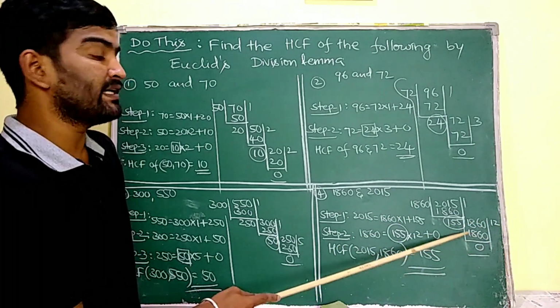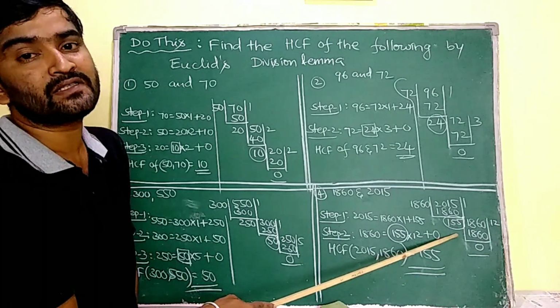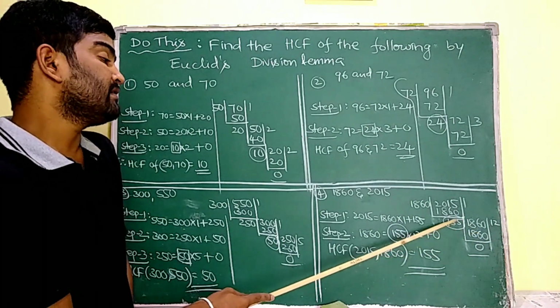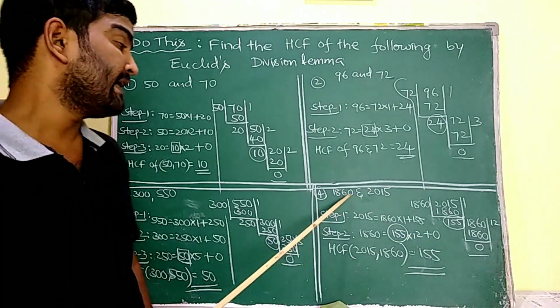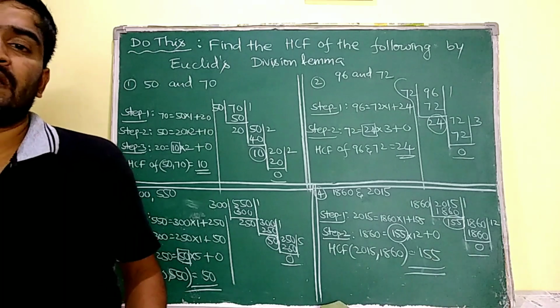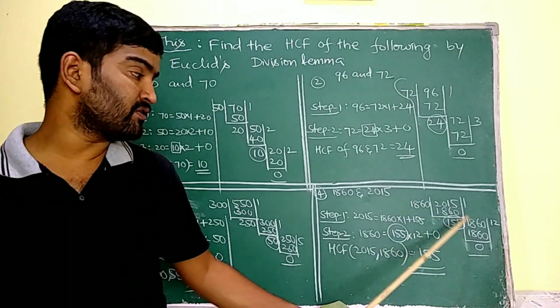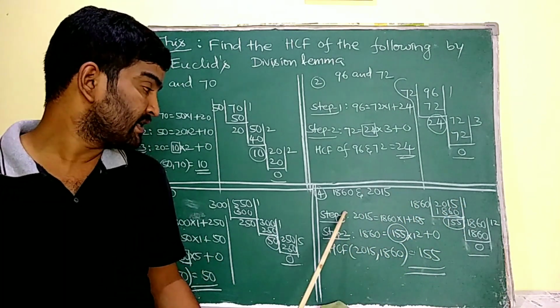So directly we have to write here because it is long division. It is not the general division. Okay. So here the remainder is 0. So the divisor 155 is known as HCF of 1860 and 2015. So here we obtain 2 divisions now. 2 steps I have to write.